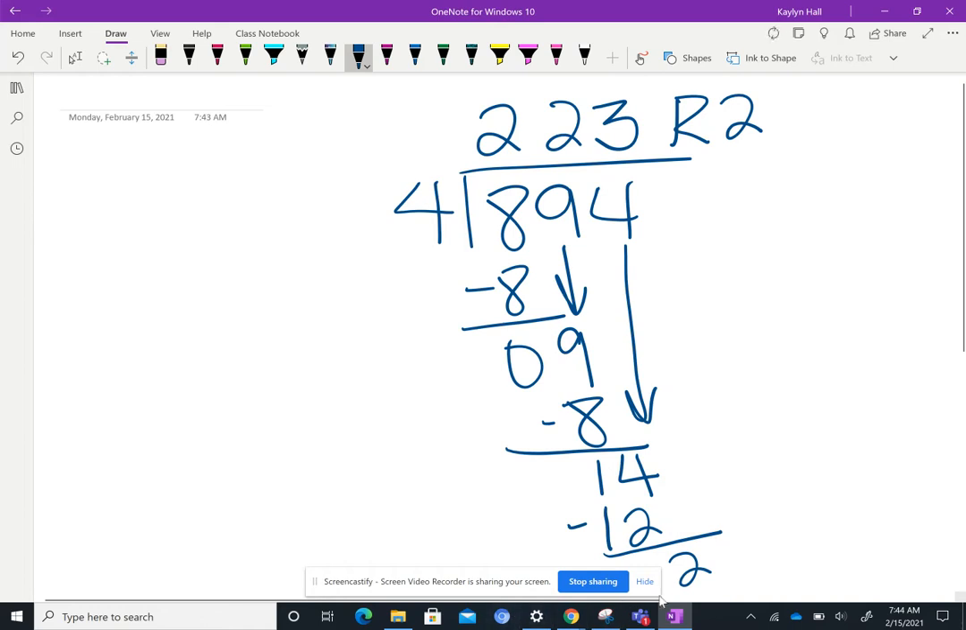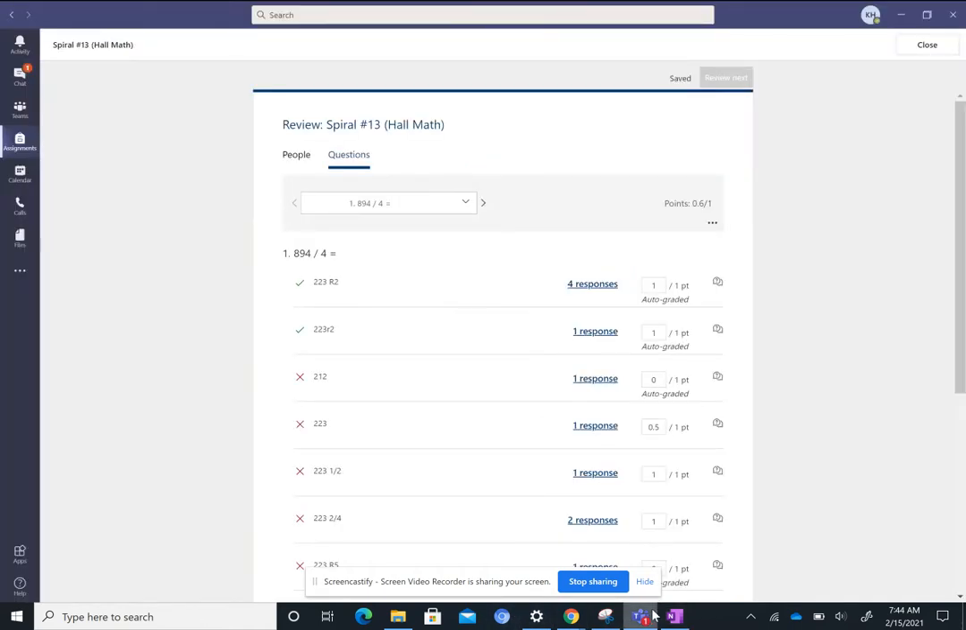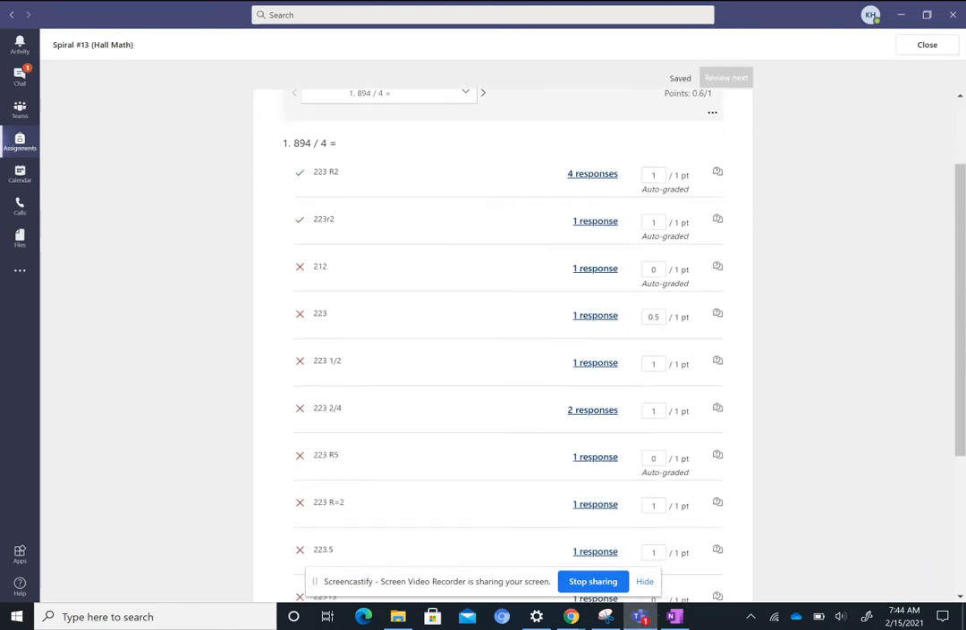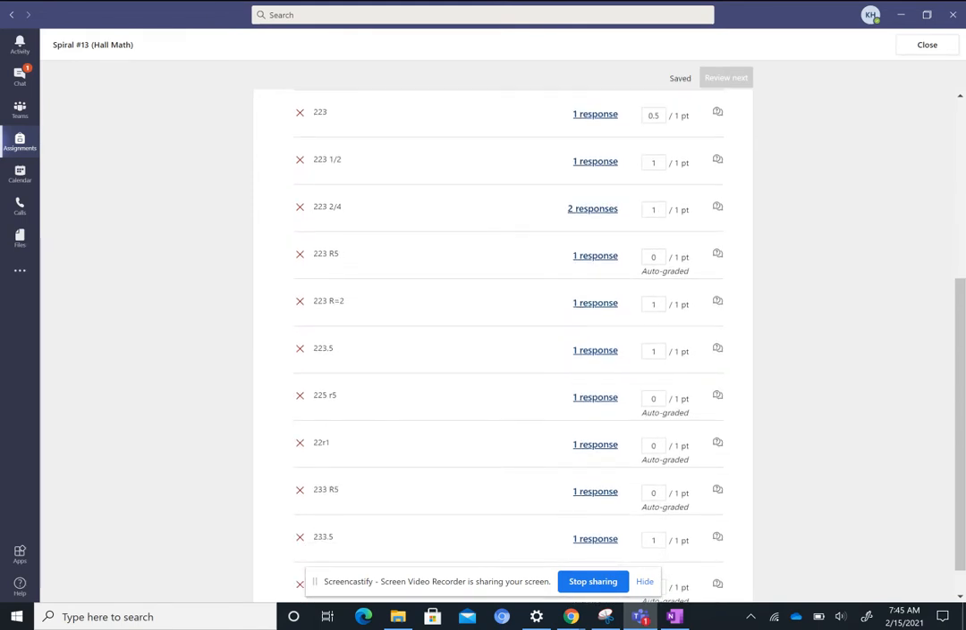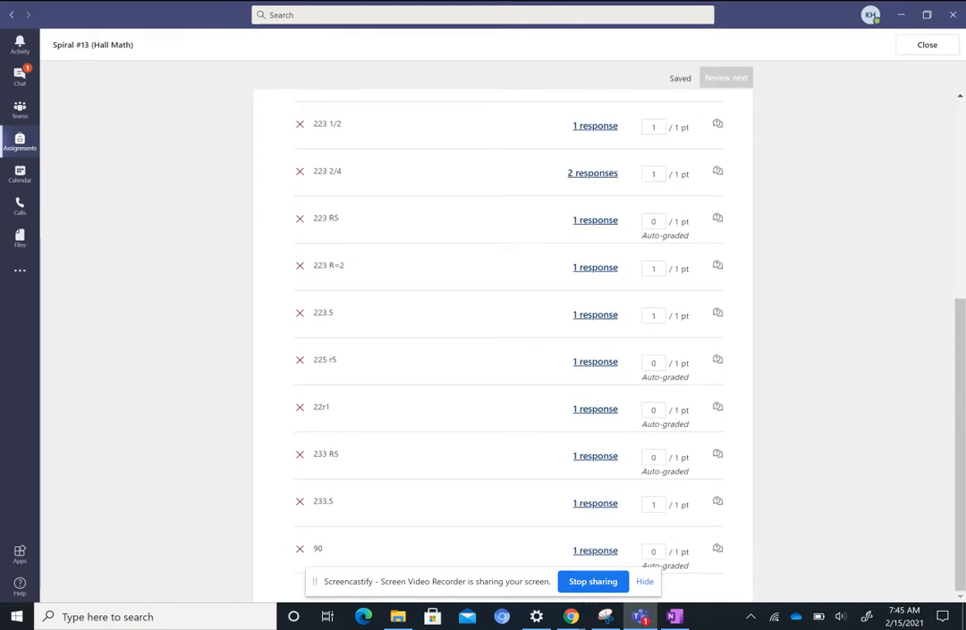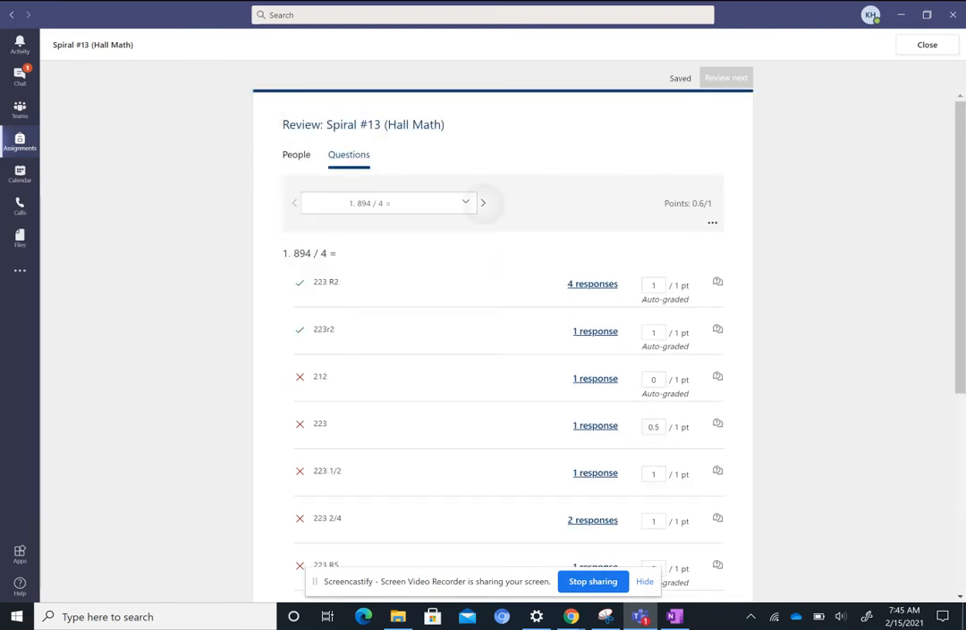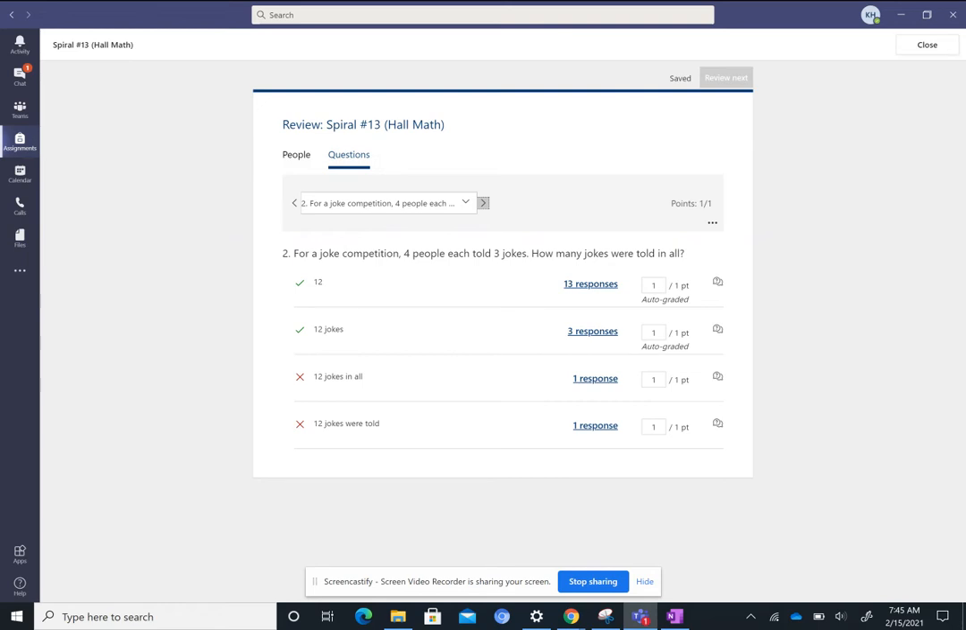So I'm going to go back and look at some of your answers. We had several people have 223, remainder 2. If you had 223 and a half, that's correct. 223 and 2/4, that's correct. Remainder 5 would not be correct. Remainder 2. Most of us were on the right track. Let's go to the next question. Almost everyone, actually everyone got this one right. So I'm going to go ahead and skip past this one because we don't need to go over that.